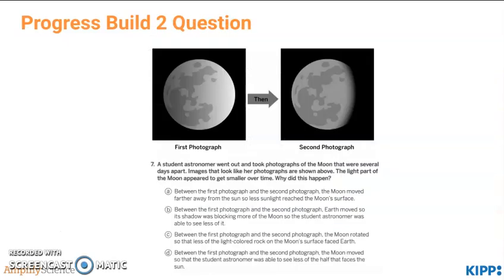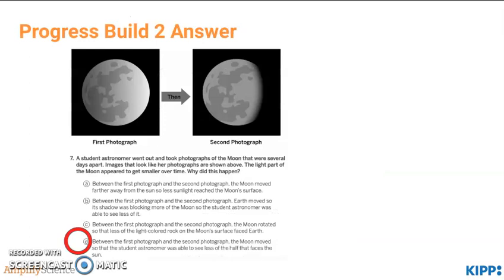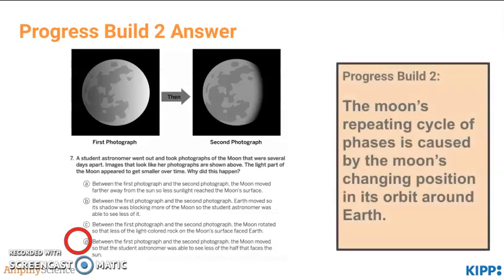Here's a Progress Build 2 question. Take a few minutes to complete the question, hit pause, and then hit resume once you have finished. The answer to that question was D. The key is that students here know Progress Build 2, which is that the moon's repeating cycle of phases is caused by the moon's changing position in its orbit around Earth. So they really need to understand that the appearance of the moon changed because the position of the moon changed.